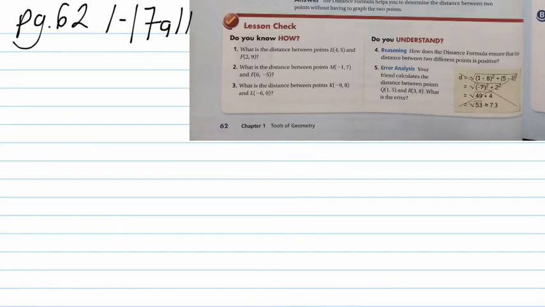All right, so our homework then, which we'll do some in class, as much as we can in class, page 62, 1 to 17 all. Go ahead and get a blank sheet of paper out and write that down and put your name on it.